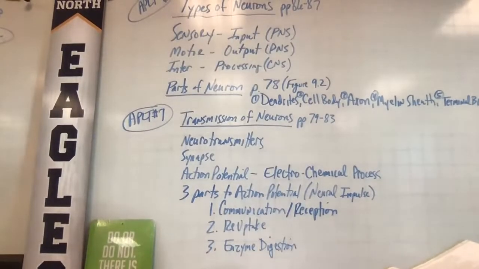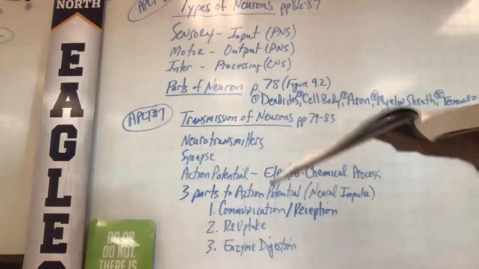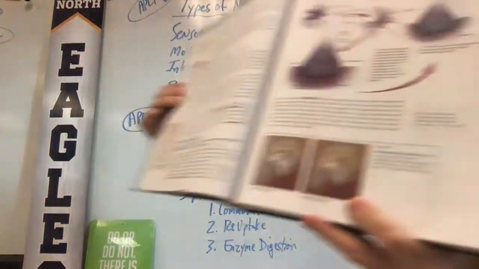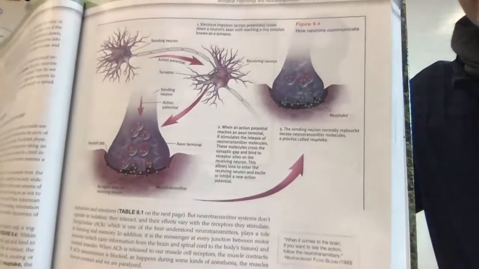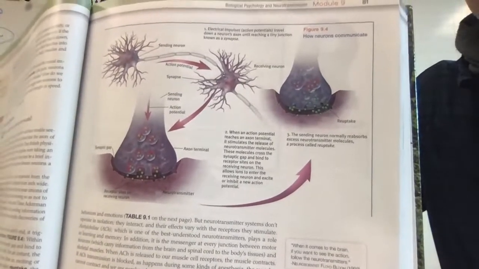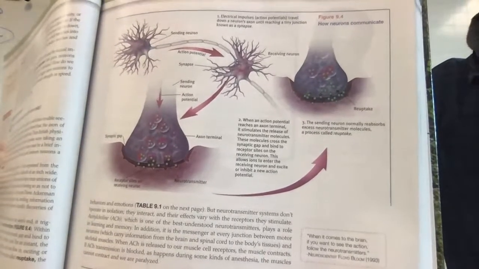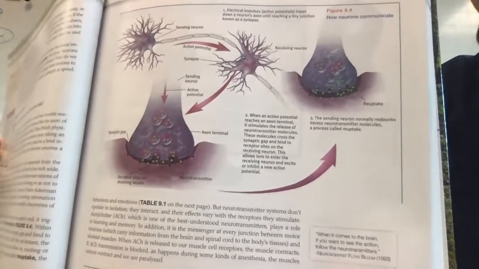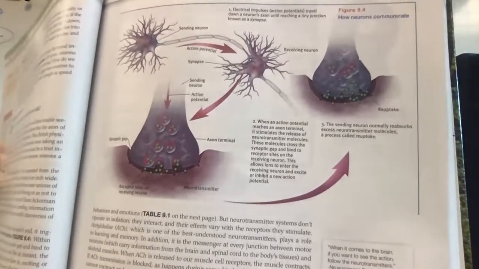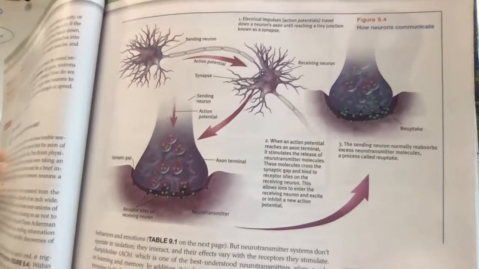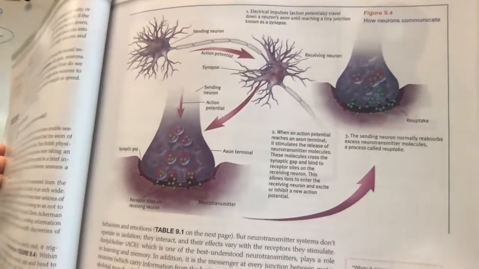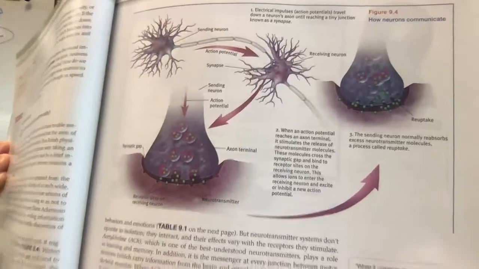Okay. Now, there's a great diagram of this in your book on page 81, and this is where we will pick up tomorrow. At the top of page 81, you've got this great diagram of the process that we just talked about, the action potential process. It identifies the axon terminal, the terminal branches, the synaptic gap, the receptor sites, and it walks you through the process of reception, reuptake, and enzyme digestion, okay?